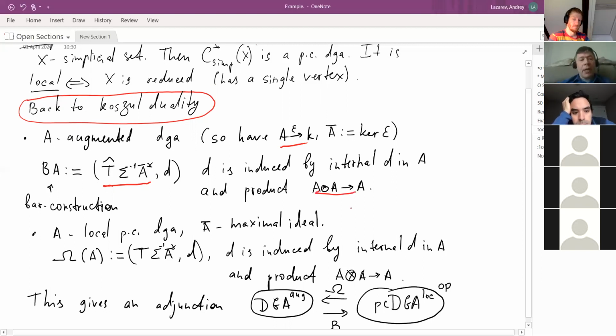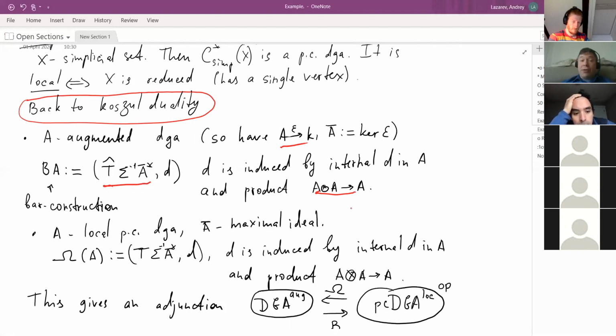Okay, so I hope that you've seen this construction already. The differential D squared is equal to 0, as follows from the associativity of the product on A and the squaring to 0 of the internal differential on A. Okay, so that's the bar construction.